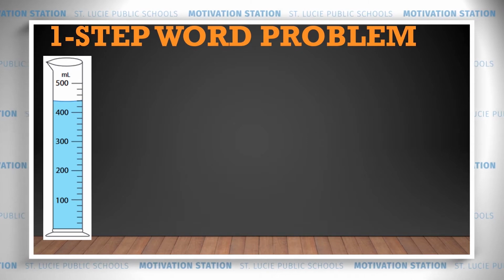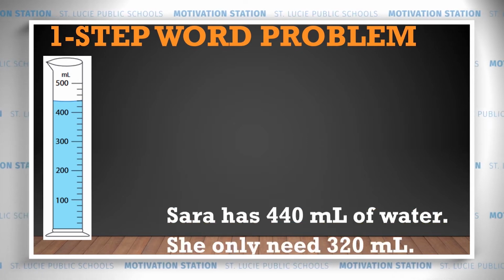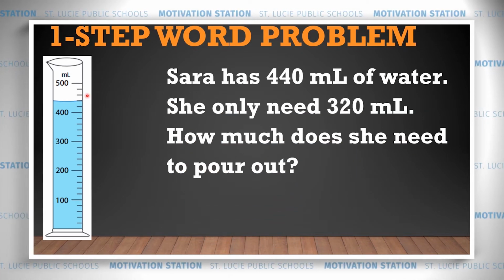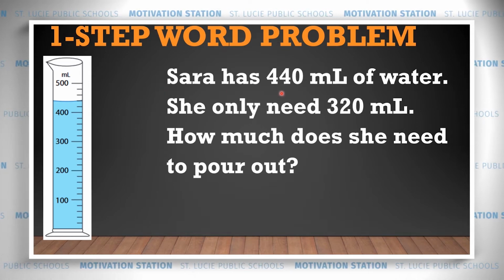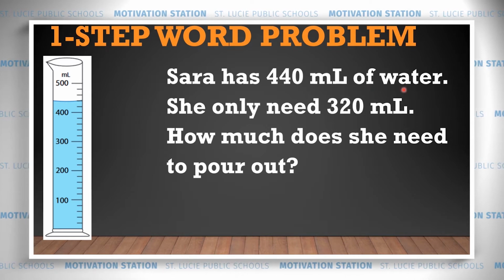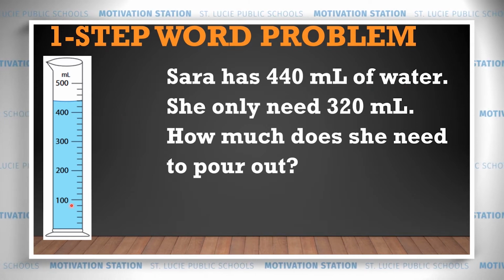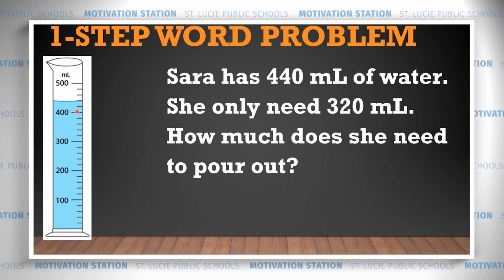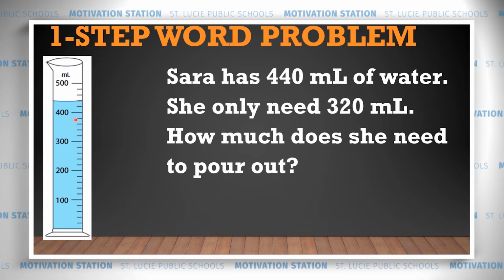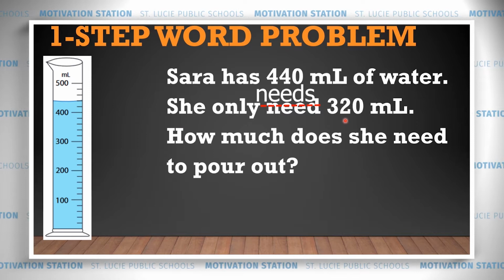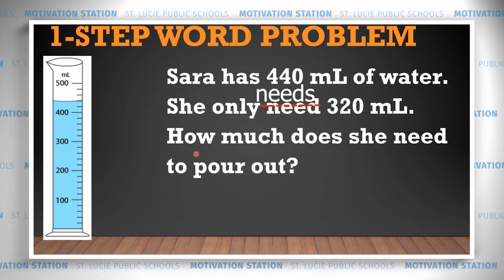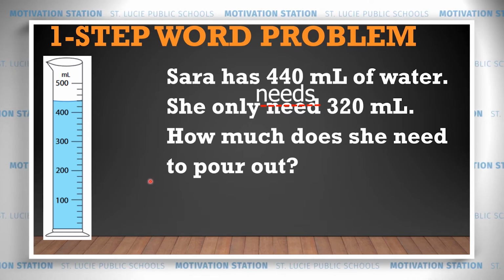Let's see what this one has. Now, let's read the question. Sarah has 440 milliliters of water. That's what's shown here in the container. Okay. She only needs 320 milliliters. How much does she need to pour out?